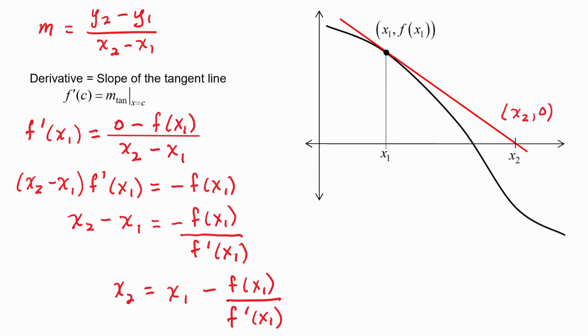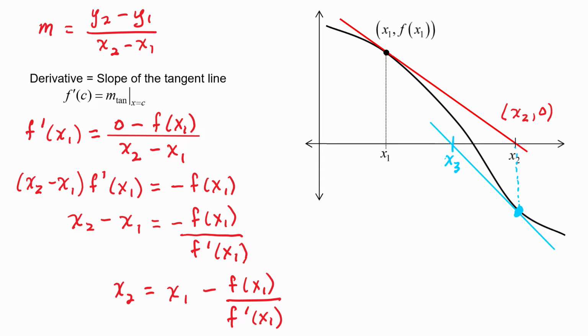Now that we know who x2 is, what we do is we drop down from x2 onto the function, and we will draw in the tangent line there. And we will call this point x3. So you can see we're getting closer and closer to the actual root. x2 was this far away. x3 is closer. It's only this far away.